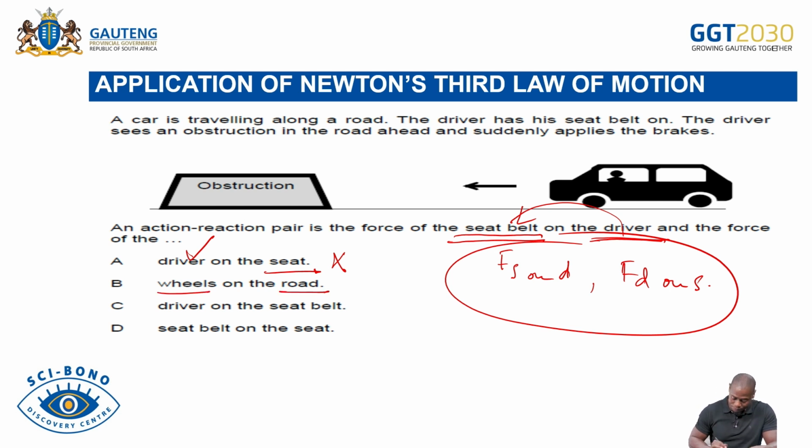Wheels, road. Initially, did we have those two objects? No. We are given seat belt and the driver. So wheels, road, we don't care. So it's out already. All right.